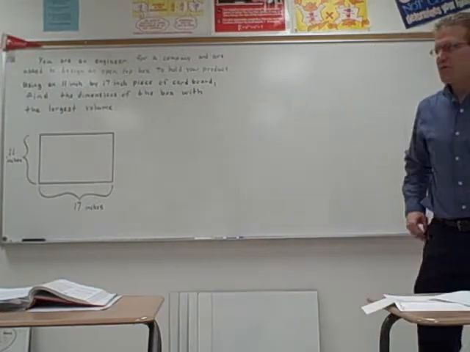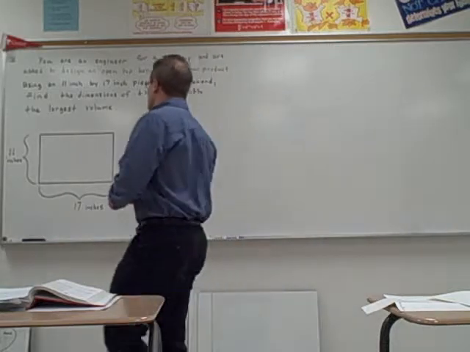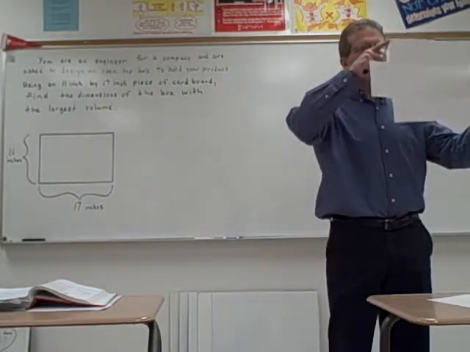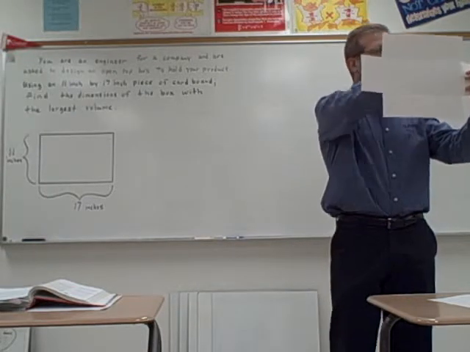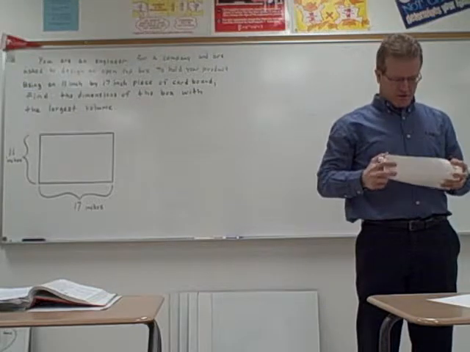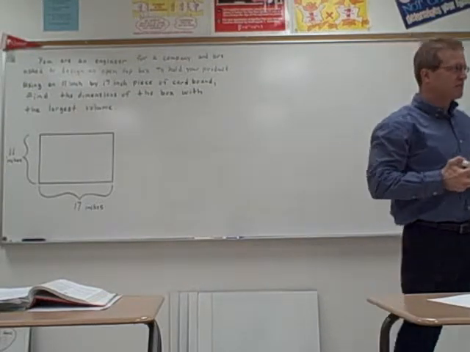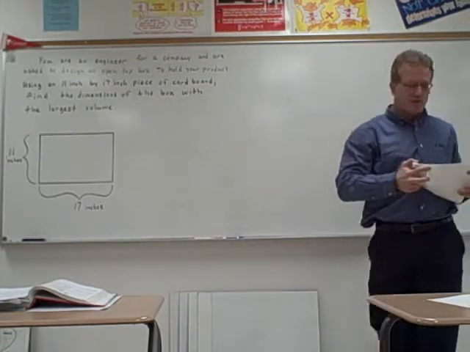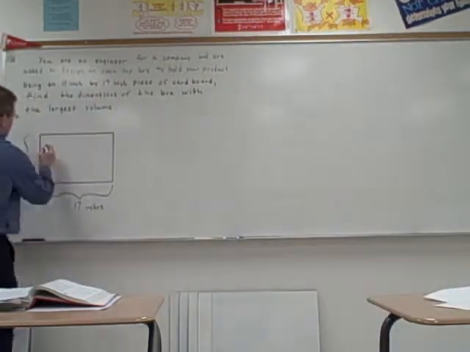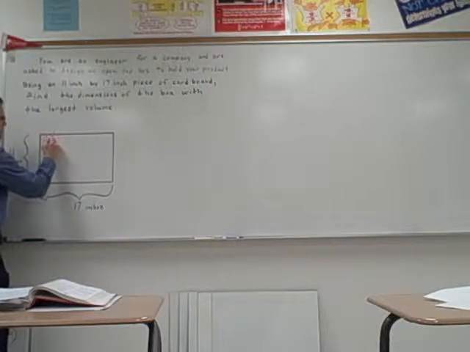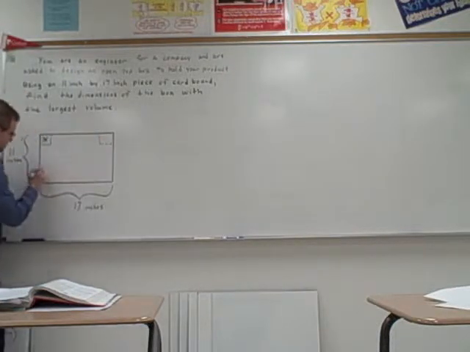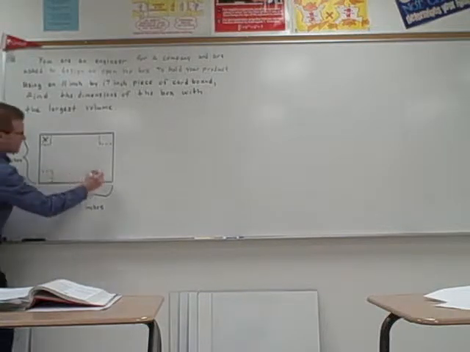So the way I would approach this problem is you're probably going to have to cut out corners. You're going to have to cut out corners here, like this, and then fold up the sides to create your open top box. Okay? So that's what I'm picturing. So you cut out a corner here, cut this part off right here. Same thing here, you cut out this corner, and this corner, and this corner.